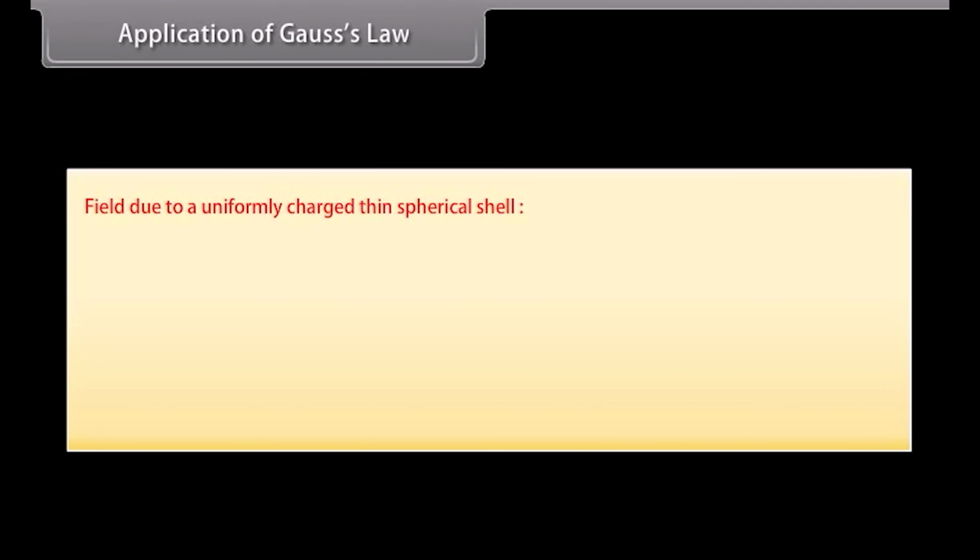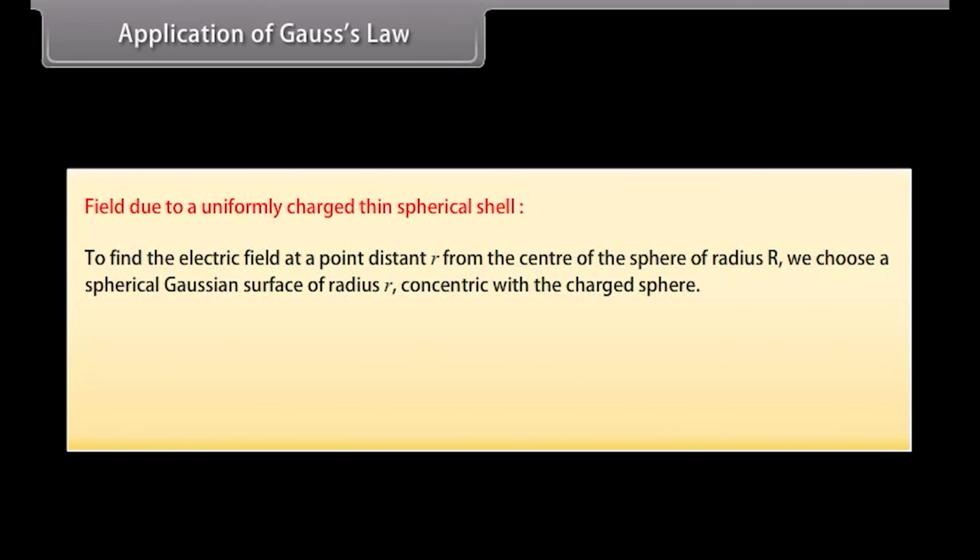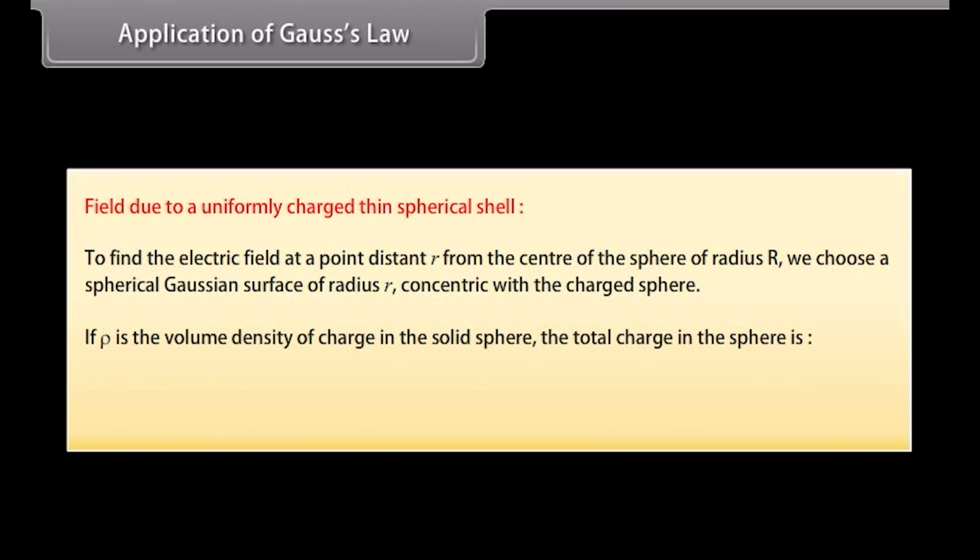Field due to a uniformly charged solid sphere. To find the electric field at a point distant r from the center of the sphere of radius R, we choose a spherical Gaussian surface of radius r concentric with the charged sphere. If rho is the volume density of charge in the solid sphere, the total charge in the sphere is given by Q equal to 4 upon 3 pi R cubed rho.